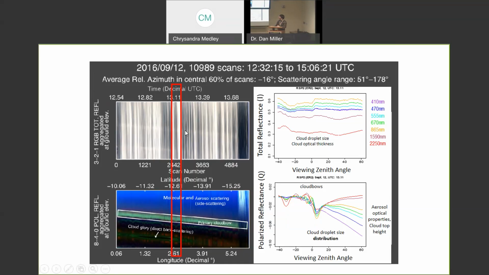There's a bright spot. In terms of total reflectance, you can sometimes see a white cloud bow, but it's very weak. And in polarization, you can definitely pick out the cloud bow, and you can see all these supernumerary bow oscillations. In this particular scene, there's a pretty significant amount of aerosol above the cloud, and so you can see a lot of molecular and aerosol side scattering.